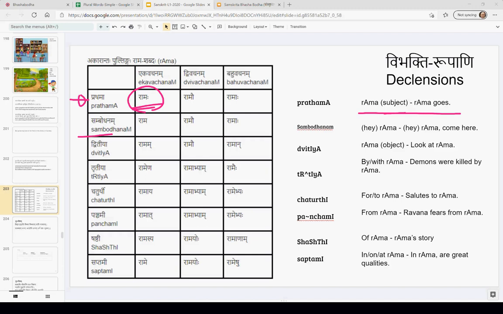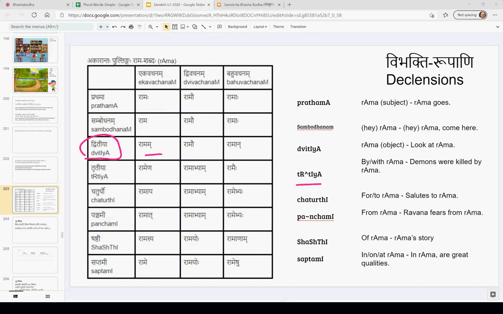And the sambodhanam, this form is used when we are addressing or calling somebody. And the second form, Dvitiya, is used when we want to use that word in the role of an object. For example, sentences are given here. Look at Rama. So this Rama is an object here. Or give the book. The book in that sentence is an object. Or eat the food. Food is an object. So when it is an object, in that case, the second declension form is used.